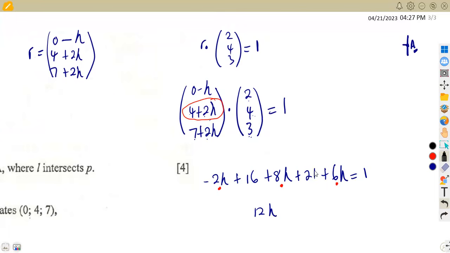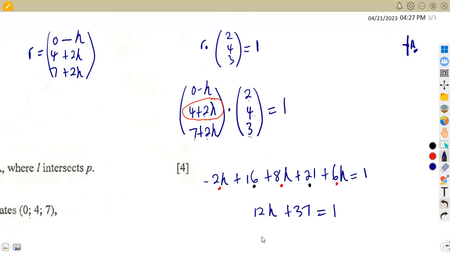We move on to constants. That's 6 plus 21 in this case, which is going to give us 37. So we've got plus 37, which is going to give us... why am I having a negative here? So this is a positive 1.